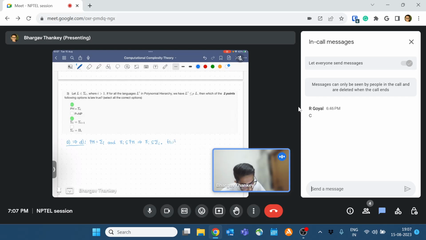So now 0, comma 1 star. Okay, let me do it like this. Pi I is contained in Sigma I, right? So now Sigma I. Okay, so Pi I is contained in Sigma I, but why is Sigma I also contained in Pi I? Because you want to prove that they both are equal, right?